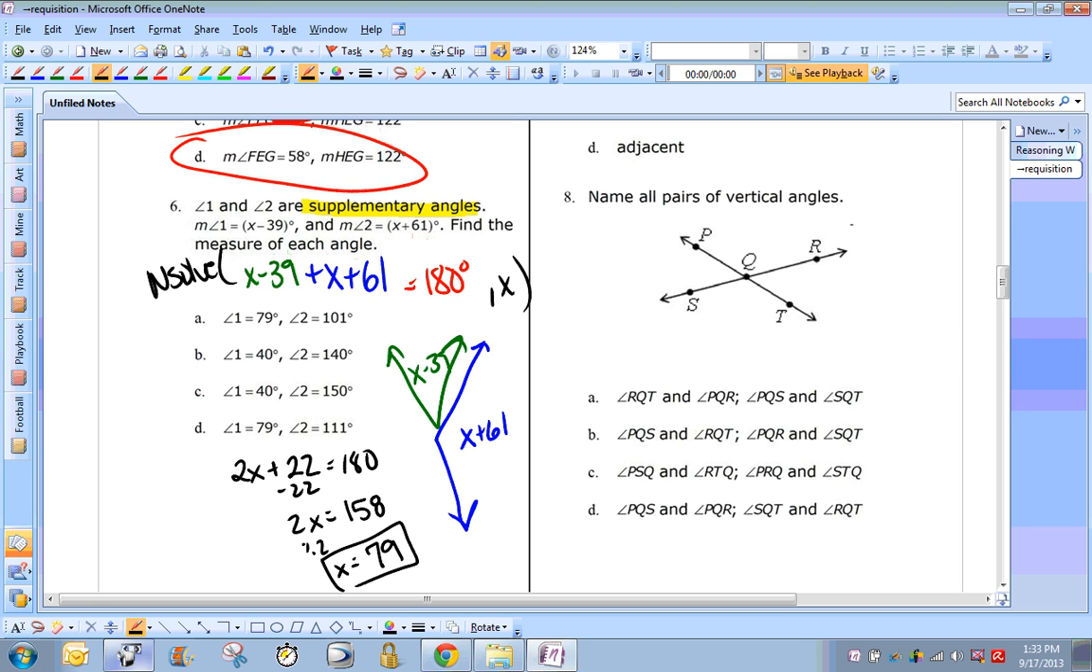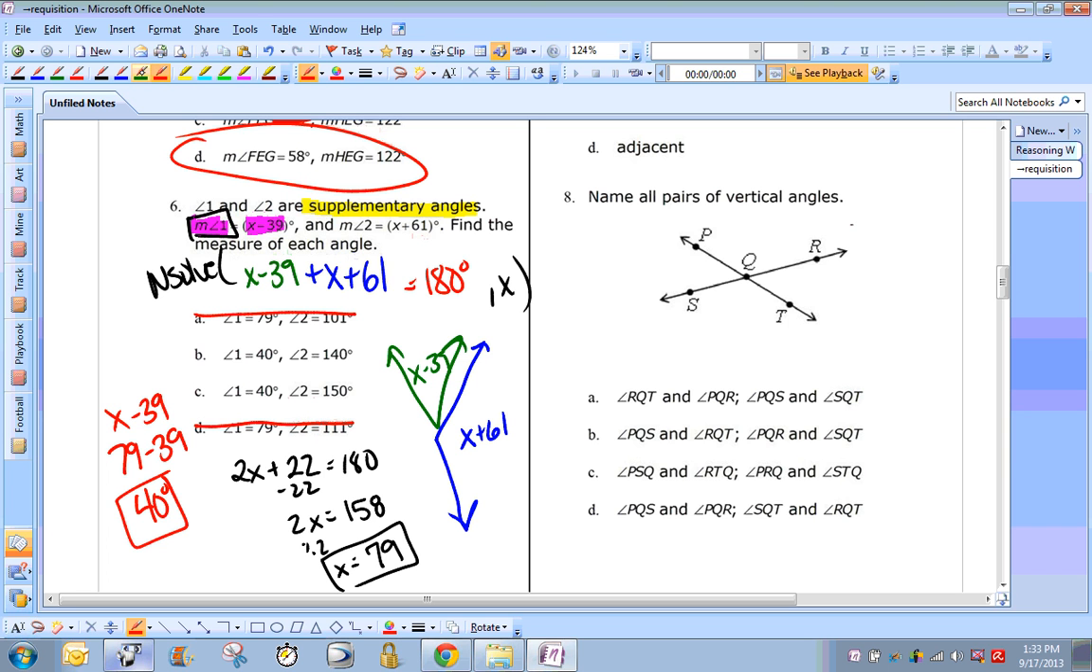However, that's not what we're looking for. What we're looking for is the measure of angle 1 up here and the measure of angle 2. Well, 1 says x minus 39. What did we just solve x for? 79. So we're going to plug that in. 79 minus 39 is 40 degrees. So the measure of 1 is 40. I can get rid of any answer choice where 1 is not 40.